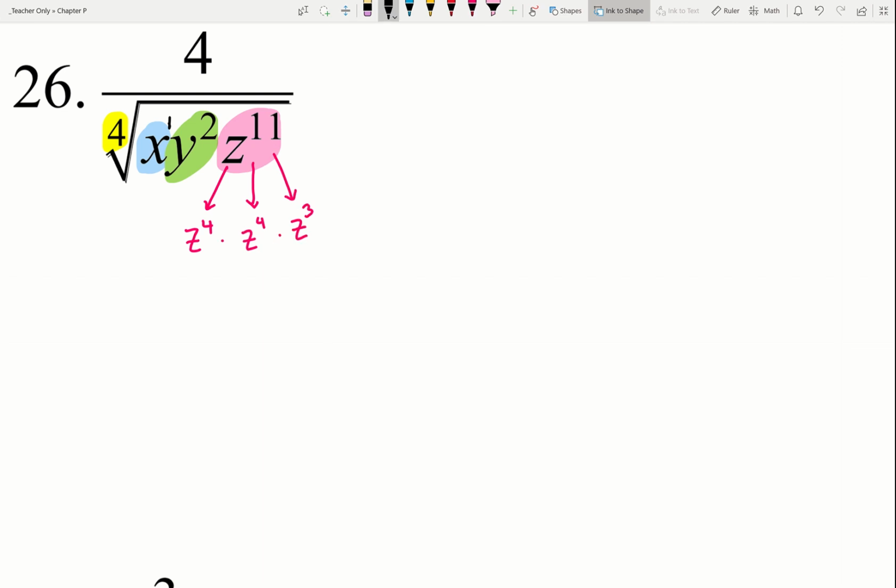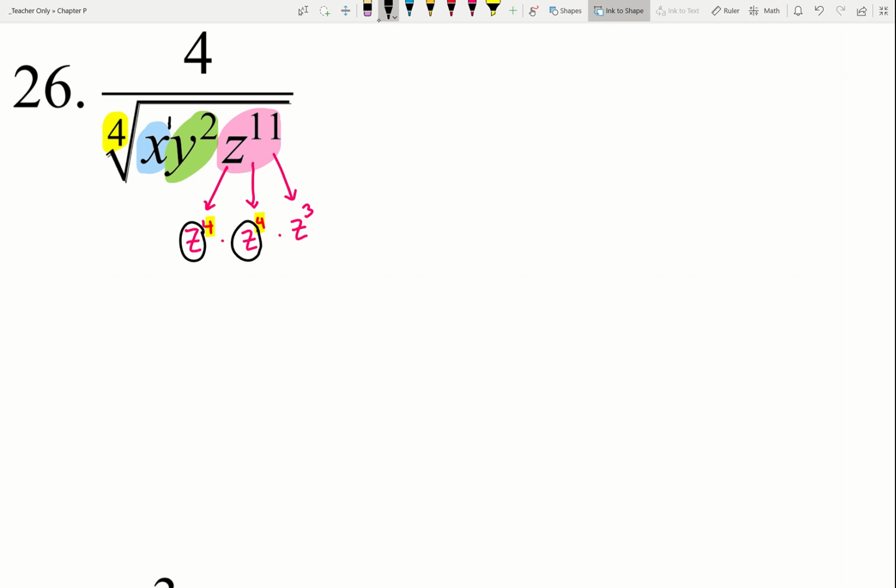And again, the reason we might write it like that is because this z has enough money to leave the root, and so does this one. Those are both written so that they have exponents of 4, and that is enough money to leave the root. However, that z to the 3rd does not have enough money to leave, so we're going to keep that under the root.